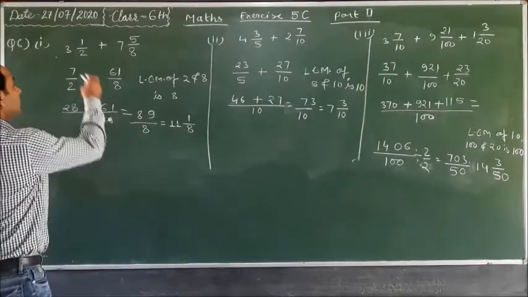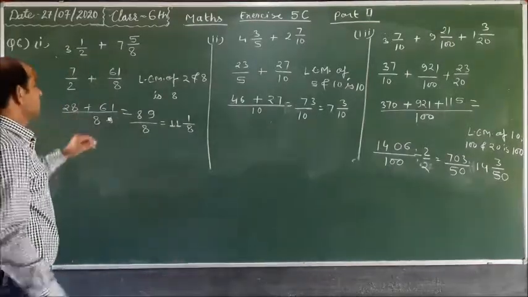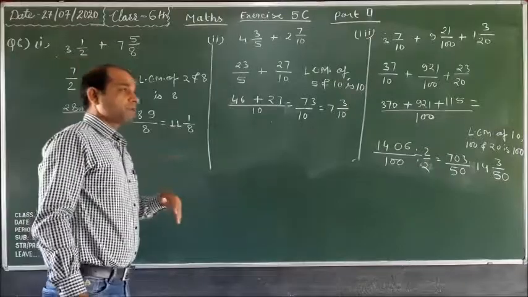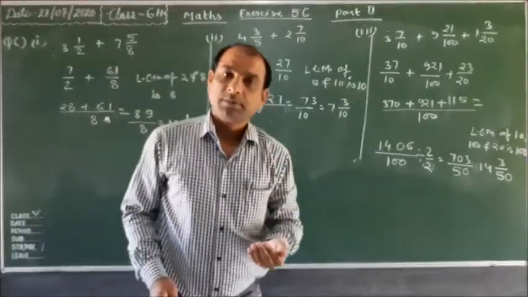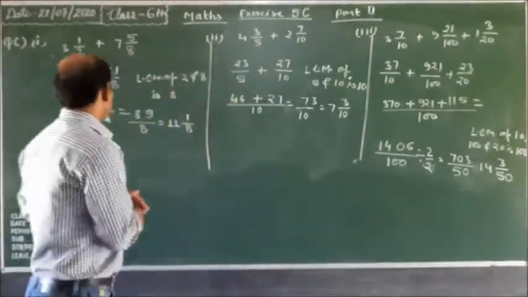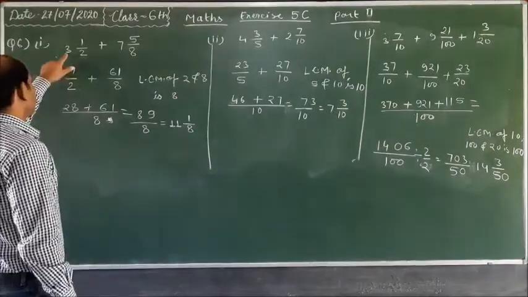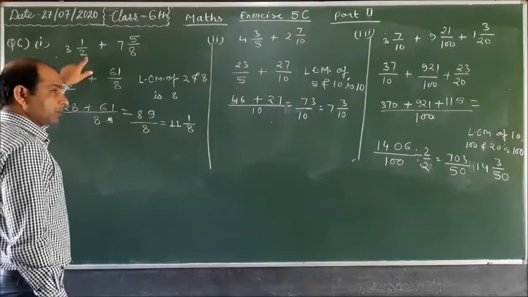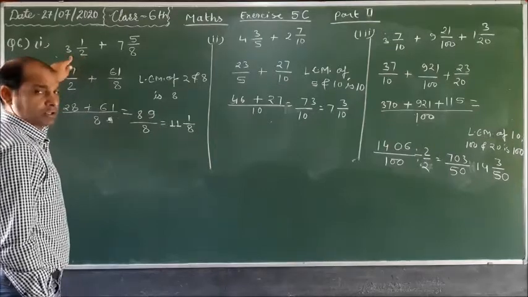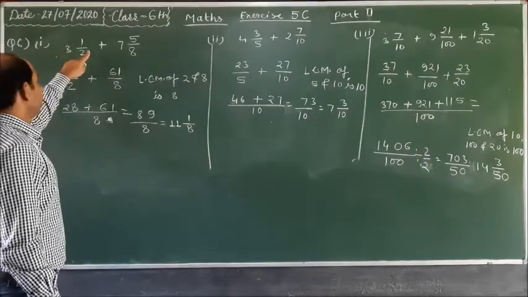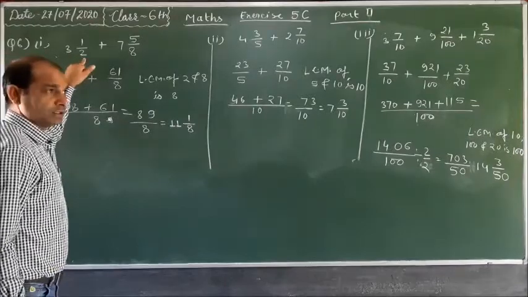Now this is a mixed fraction, so first we change the mixed fraction into an improper fraction. How do we change a mixed fraction into an improper fraction? We multiply the denominator by the whole number. So 3 multiplied by 2 equals 6.